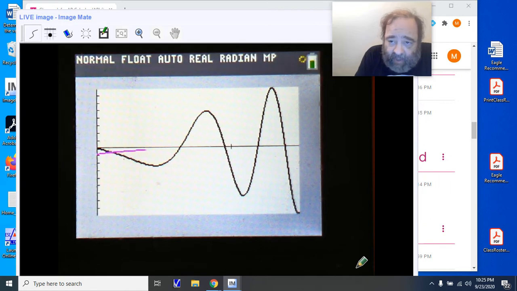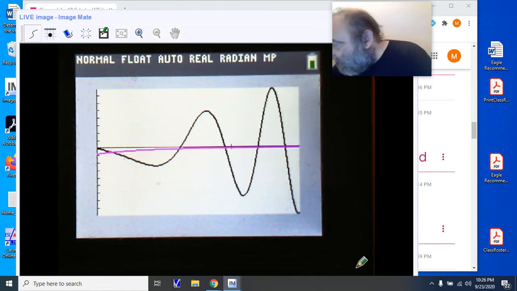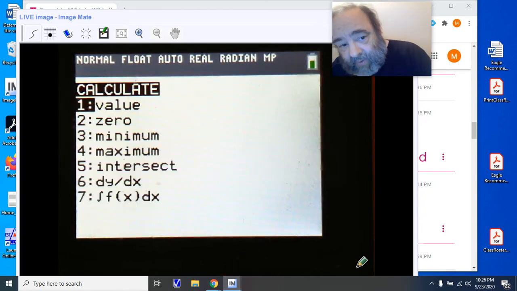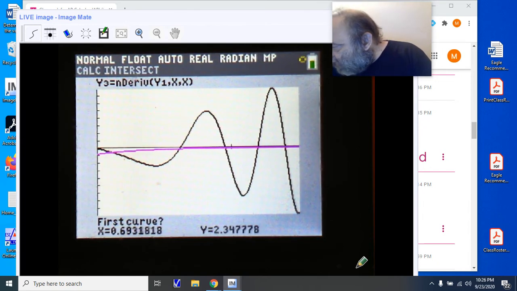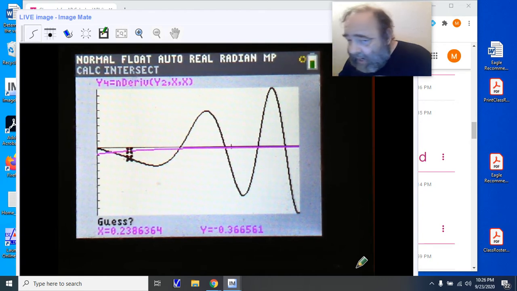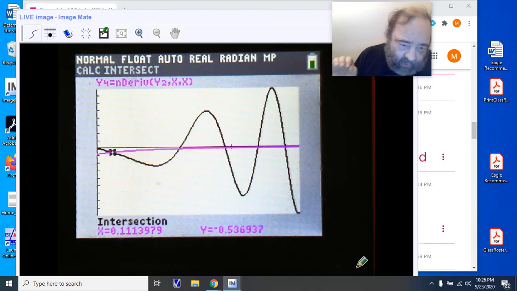So our goal is to find out how many times the velocities are equal. When they intersect, that's an equivalence. We're looking at 1, 2, 3, 4, 5 times. 5 times to find the intersection. Okay, now we could then find what those values are. That would be the second trace feature, followed by finding the intersection. We would move to the closest intersection we want, followed by enter, enter, enter, and we could find each x value where this intersection occurs.